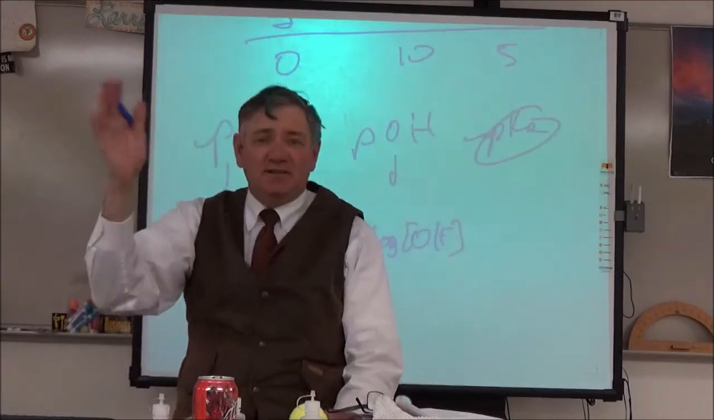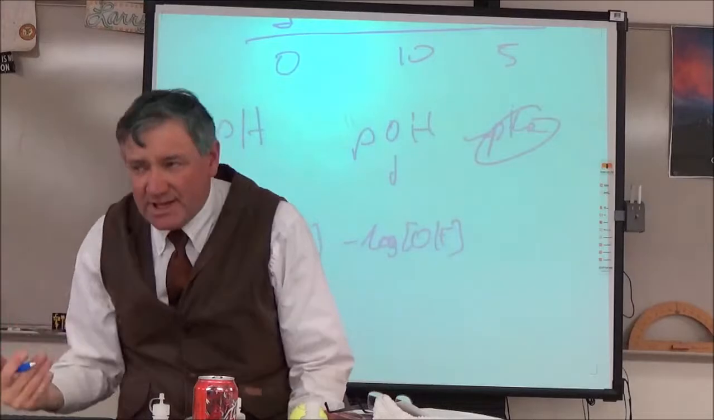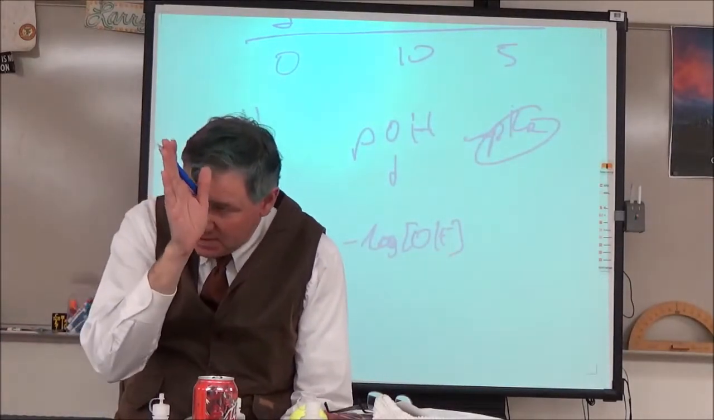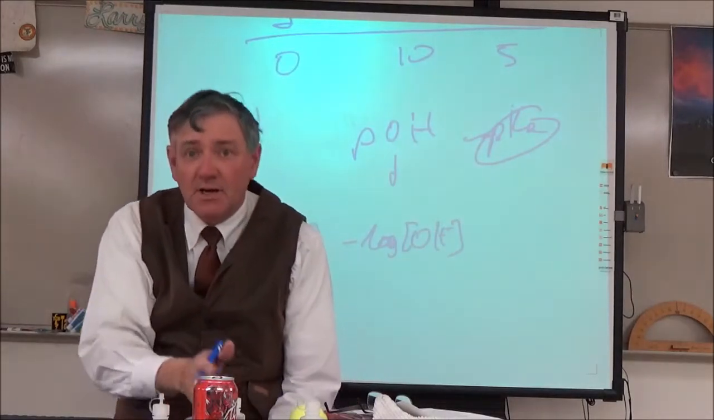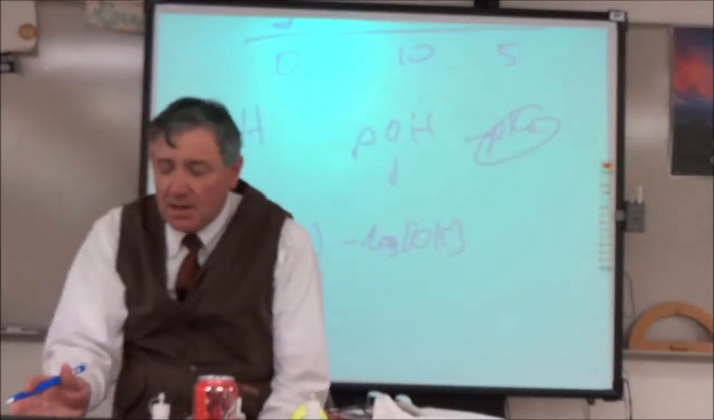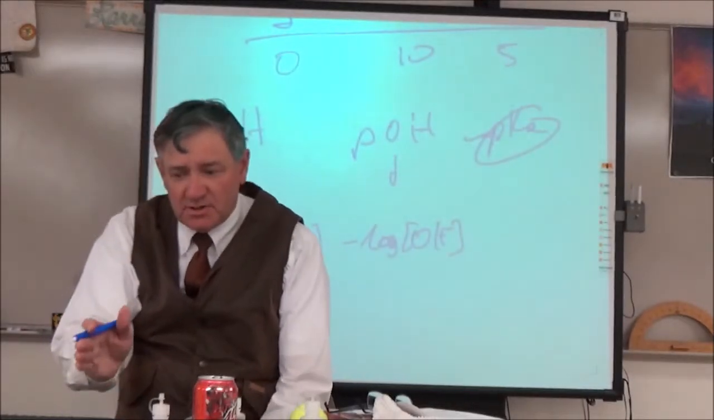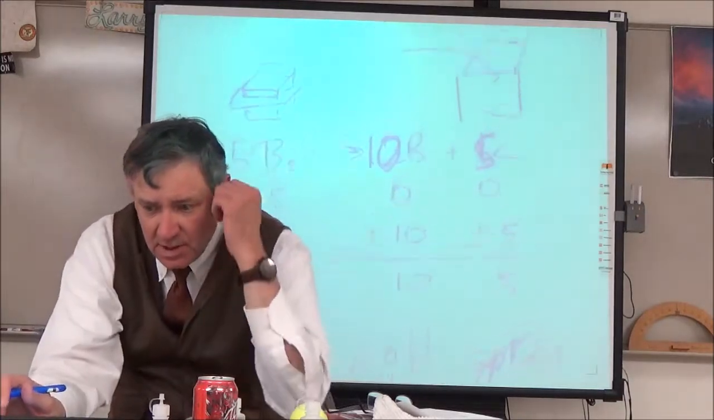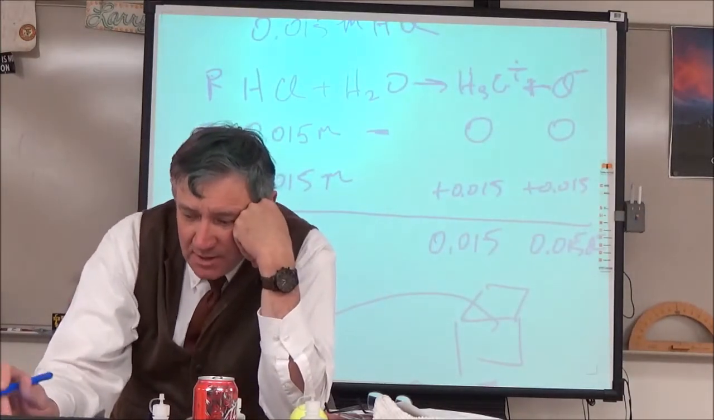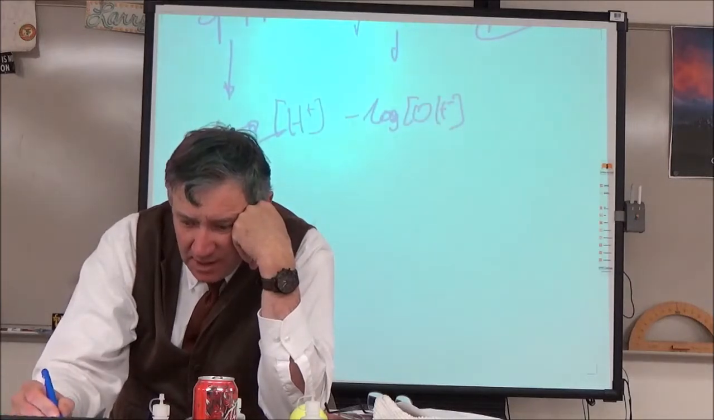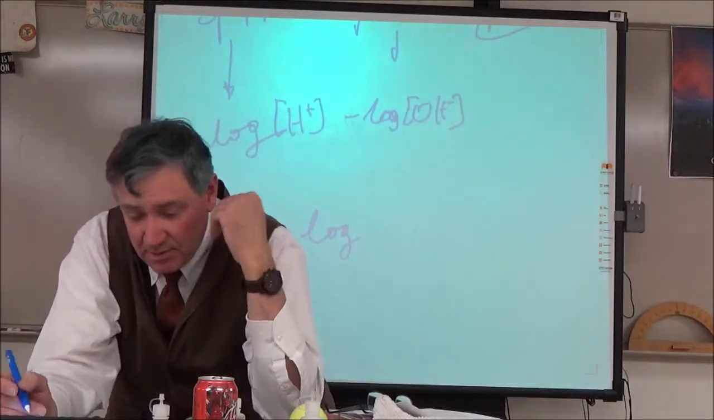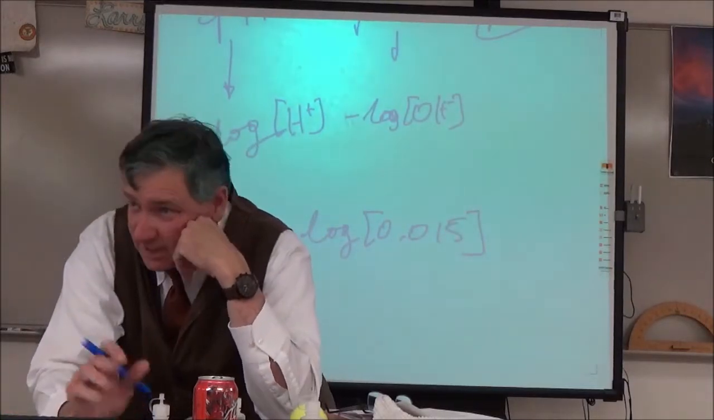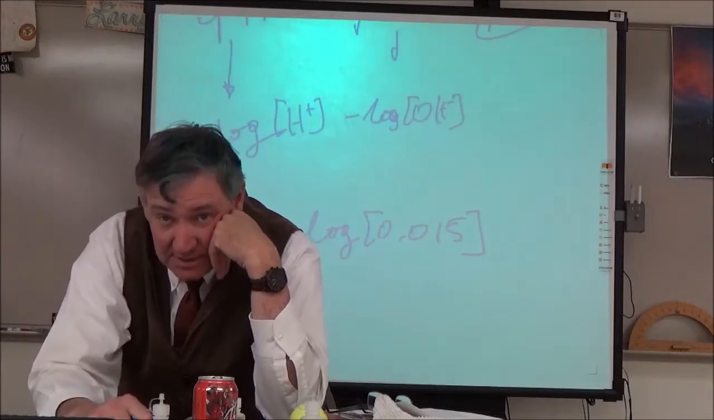We'll talk about Ka later, okay? And actually, once we get into weak acids, we'll talk about Ka values. So when you see a P in front of anything, it stands for negative log. So when you look at this first question on the pH of a 0.015 molar solution of hydrochloric acid, you're going to take the negative log, because that's what P stands for, of 0.015. Okay, that's all you have to do. That's what that P stands for.